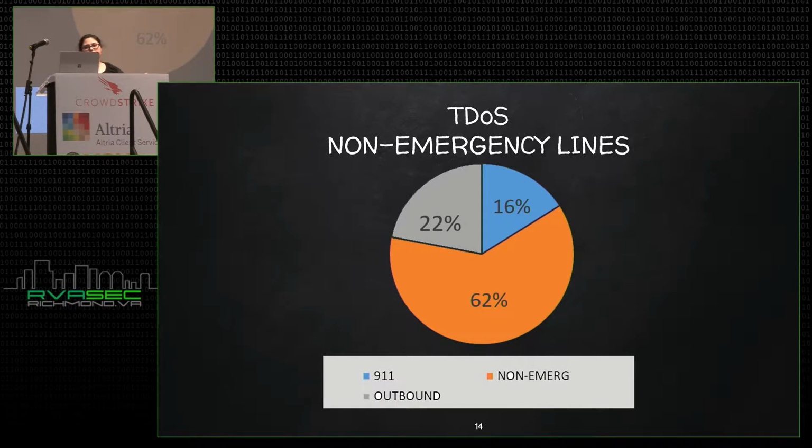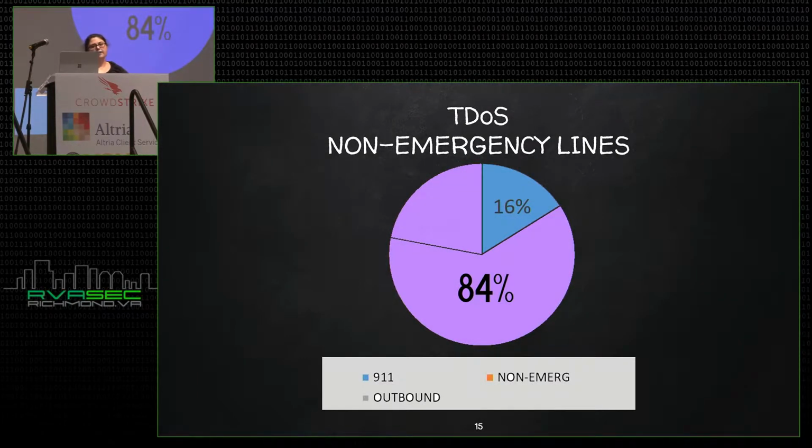22% are outbound calls. All outbound calling occurs on these lines, and only 16%, and this is 2018 statistics, 16% were 911 calls. So this is our total amount of calls last year. That accounts for 84% of our call volume and usage is on these lines, so they're very important.